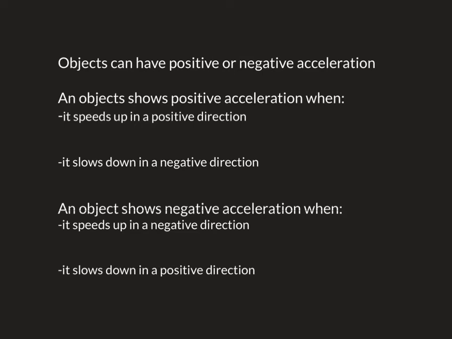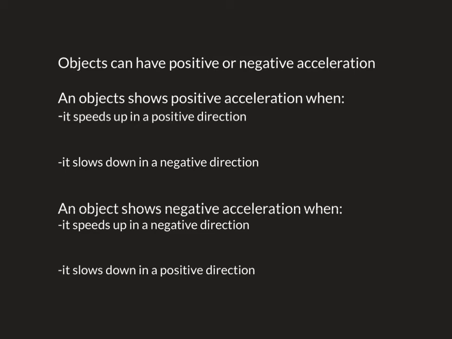And so is it becoming more positive? Is it becoming more negative? Is it speeding up to the right, or is it speeding up to the left? It's kind of the idea. So objects can show positive acceleration in two cases. And the first one makes a lot of sense, and students usually pick up on this one really easily. So an object has positive acceleration when it speeds up in the positive direction.